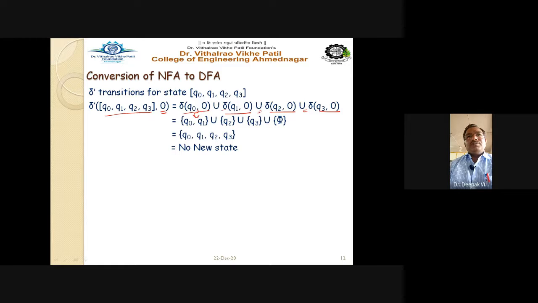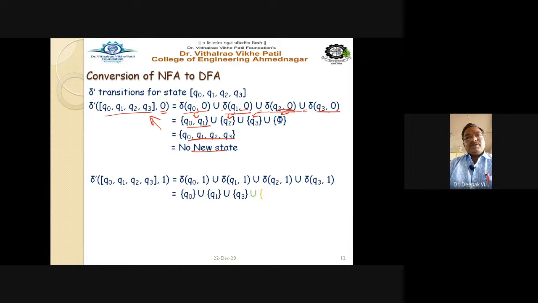Q0 on 0 is Q0, Q1. Q1 on 0 is Q2. Q2 on 0 is Q3. And Q3 on 0 has no transition, so it is marked as phi. So you are getting Q0, Q1, Q2, Q3. It is not a new state because this state is already available; we have already found it and we are finding its transitions on 0 and 1. Now for Q0, Q1, Q2, Q3 on input 1, we again get Q0, Q1, Q2, Q3, the same state. No new state is generated. So the two transitions on these two inputs are over for this state.